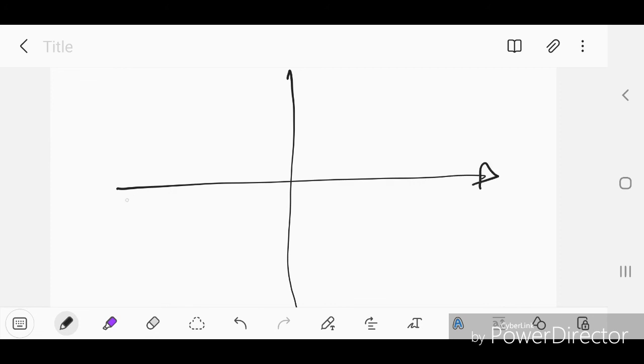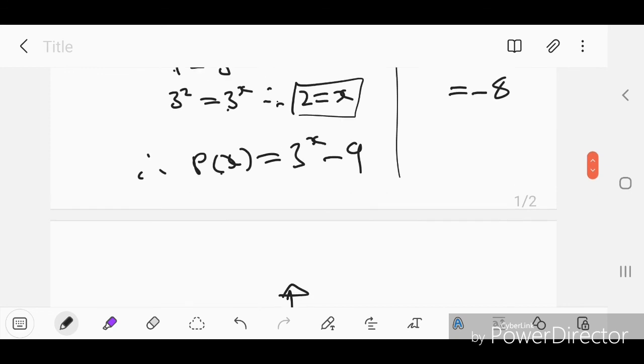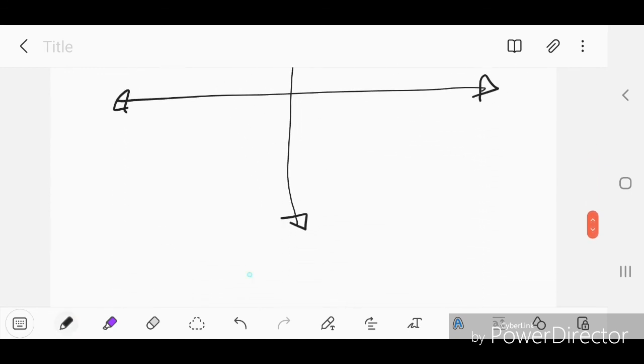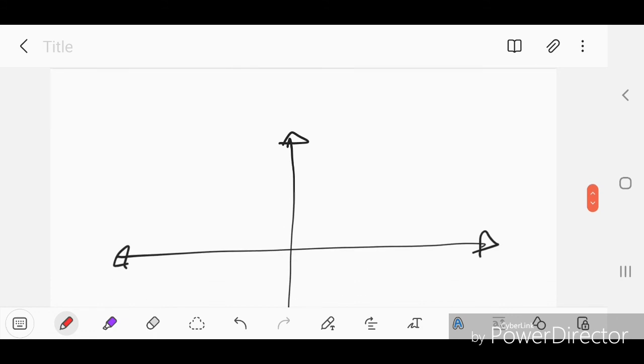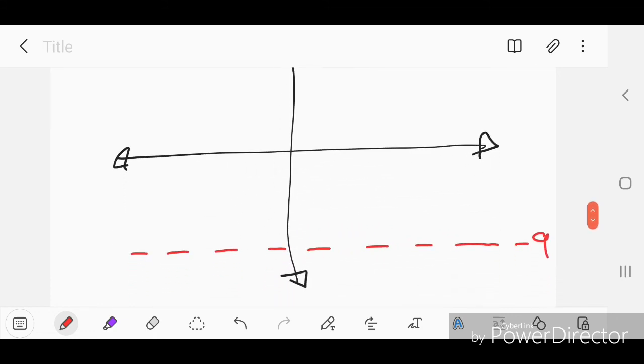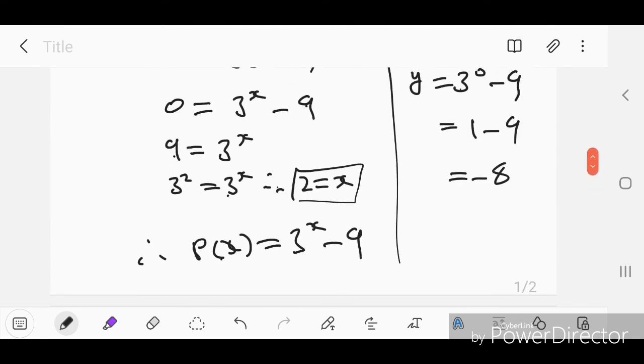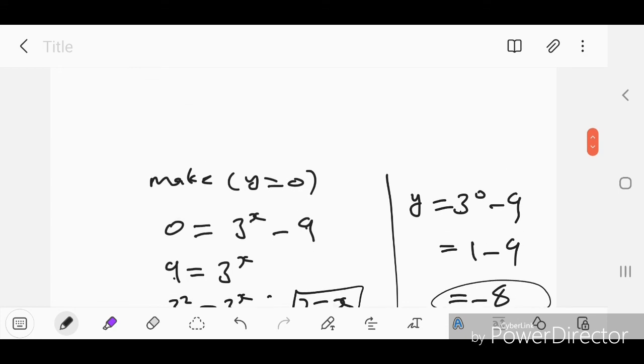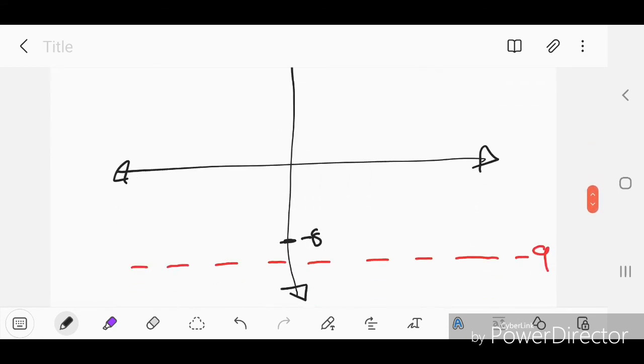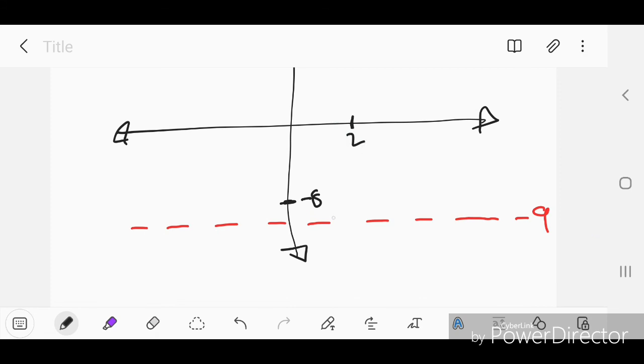So now I plot the function. So my asymptote is negative 9. So that is negative 9 right there. And then it's coming from the left. So it will come from this side, and then it must cut the y-intercept at negative 8. So this is negative 8 because that's the y-intercept. The x-intercept is what? It is 2. So it must cut that point there at 2. So this is my function, guys. Then I am done. Thank you.